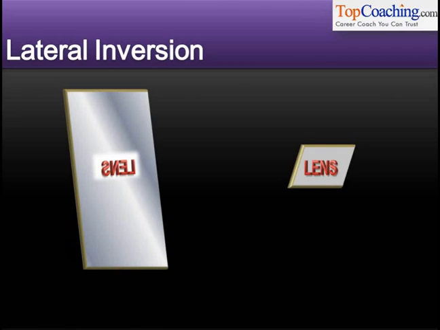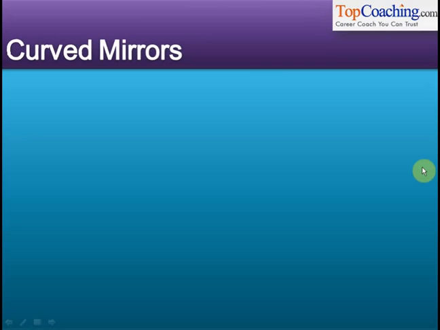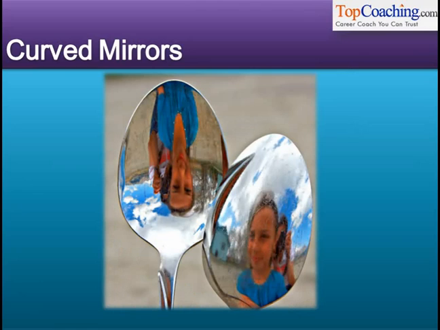So these are the characteristics of an image formed by a plane mirror when you place an object in front of it. In this class, the extra thing we will study is curved mirrors. Understood? Now what are curved mirrors? Simple. Mirrors which are not straight. A spoon is a simple example of a curved mirror.